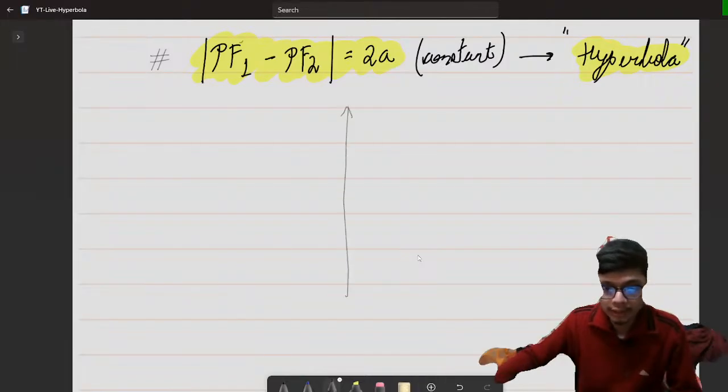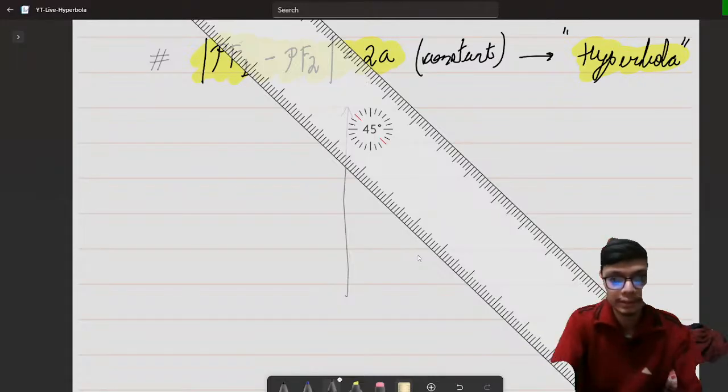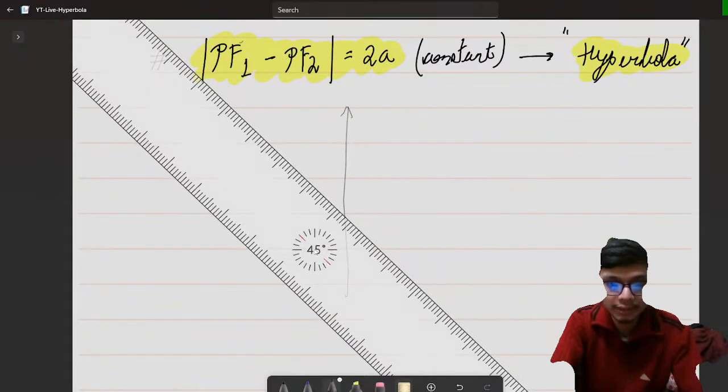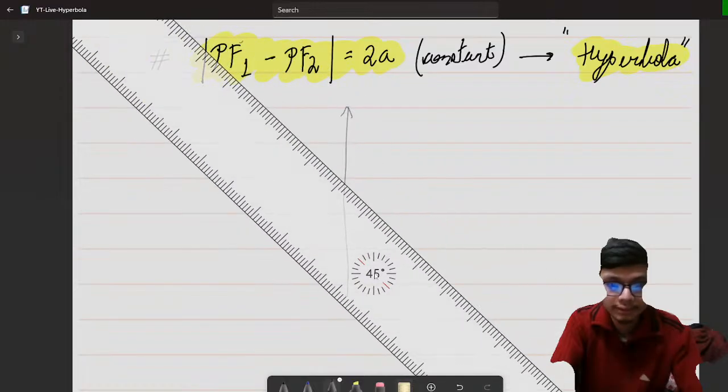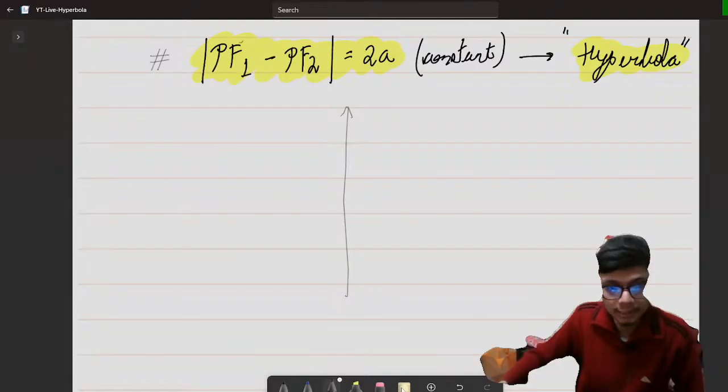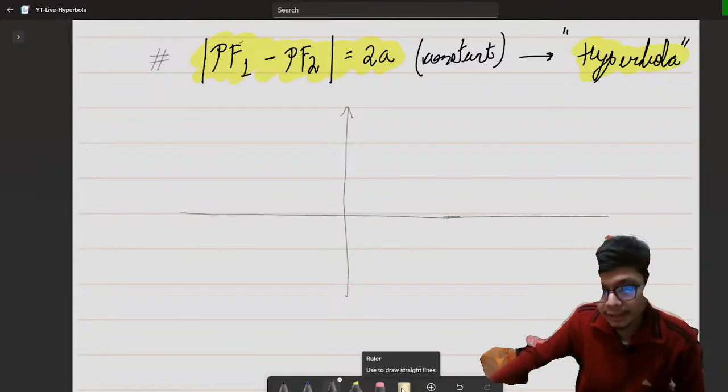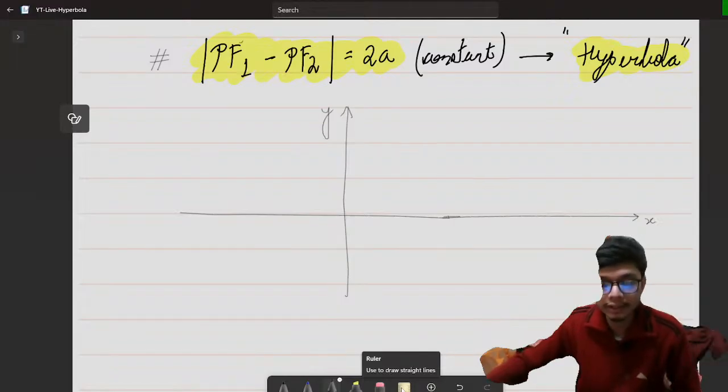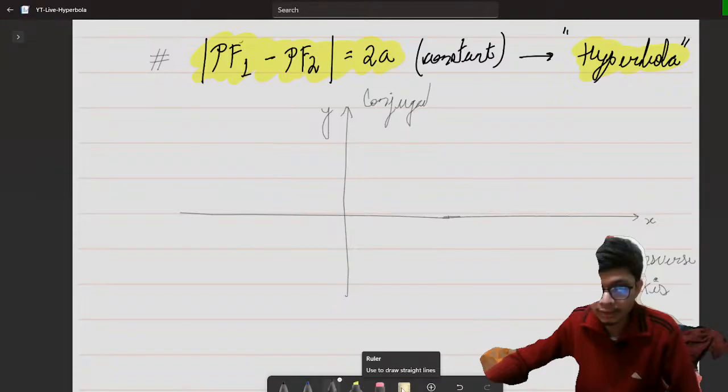I think I can put a scale over here, but I can't adjust the angle. Anyway, fine. Let us say this is my XY coordinate system, my X and Y axes like this. In the case of a hyperbola in standard form, we call the X-axis the transverse axis, and the Y-axis becomes the conjugate axis. This is the standard hyperbola I'm trying to represent here.